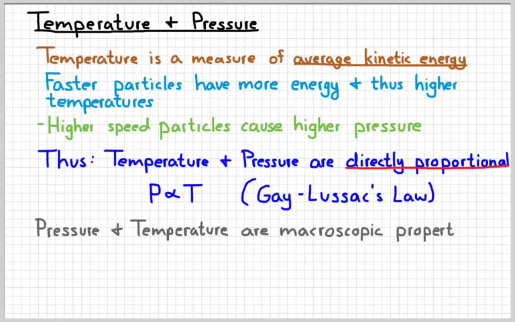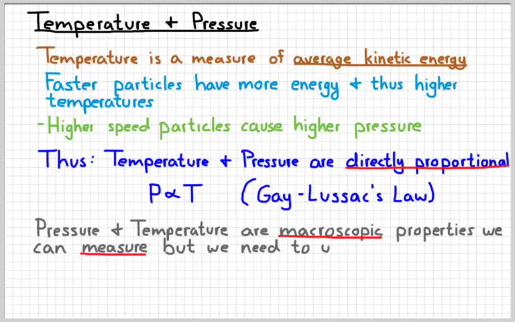So the reason that temperature and pressure are important is that they are macroscopic properties that we can actually measure. You use a pressure gauge to measure pressures, you use a thermometer to measure temperature, and so those are things we can actually measure. So we'll refer to those as macroscopic or big scale properties that we can measure and understand. But what we need to be able to do is understand what causes those things and their properties based on the microscopic picture. And so that's what the kinetic model allows us to do.